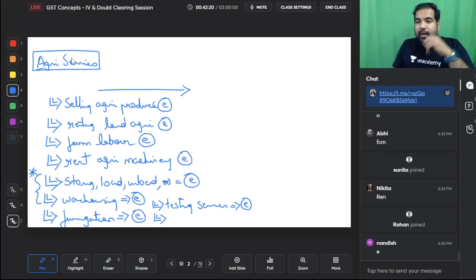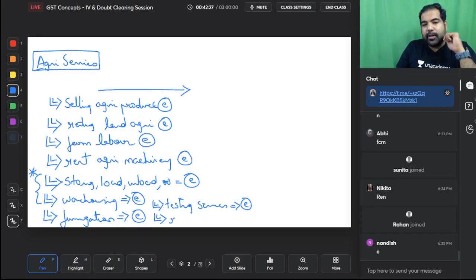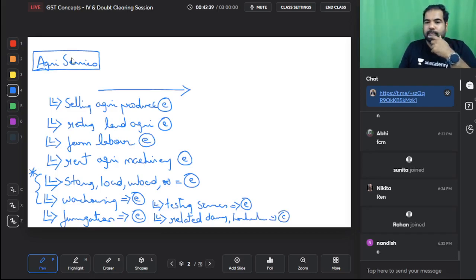Next, along with agriculture, guys, the related activities like animal husbandry and dairy are also exempt. Related industries, yes. In income tax, they are taxed. In income tax, a dairy is taxed, but here all these related activities like dairy and horticulture are also exempt. But this is only if the produce is agricultural produce.